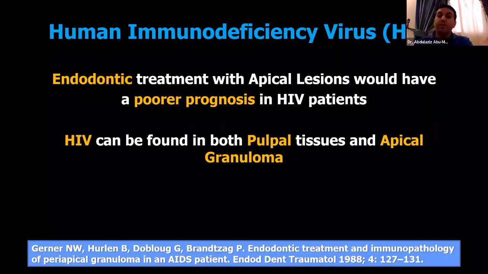Something interesting is that you can find HIV in the pulpal tissue, and you can find it in the granuloma. So you have to be careful dealing with all patients. The incidence that you might get a blood contamination or transmission from HIV is very low. You will not be afraid to have that problem. So you deal with them.